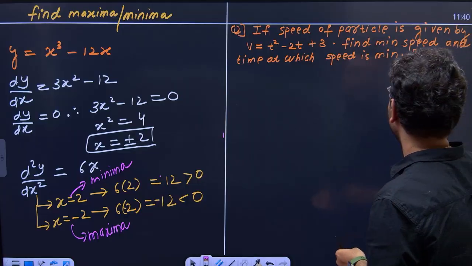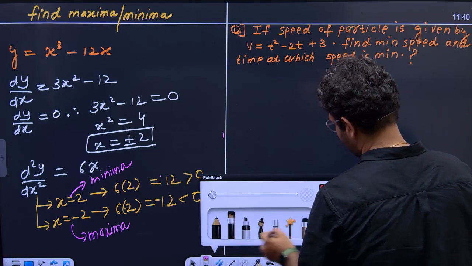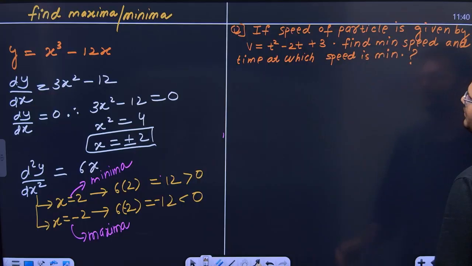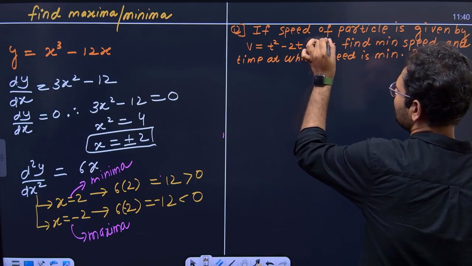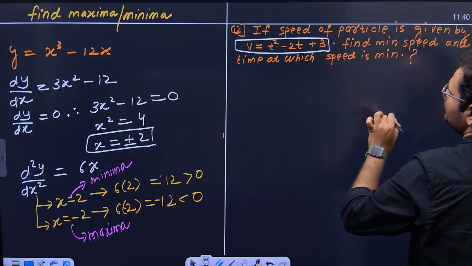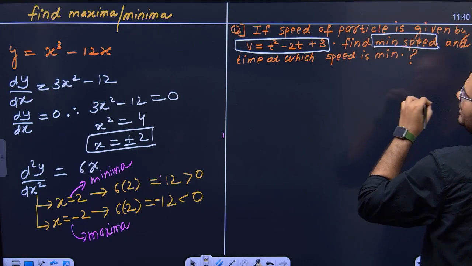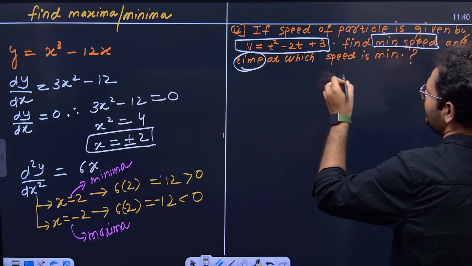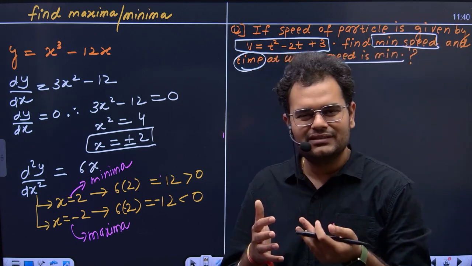If the speed of a particle is given by v is equal to t square minus 2t plus 3. So this is some function of speed they are saying. Okay, find the minimum speed, and the time at which the speed is minimum. So v is given as a function of time.